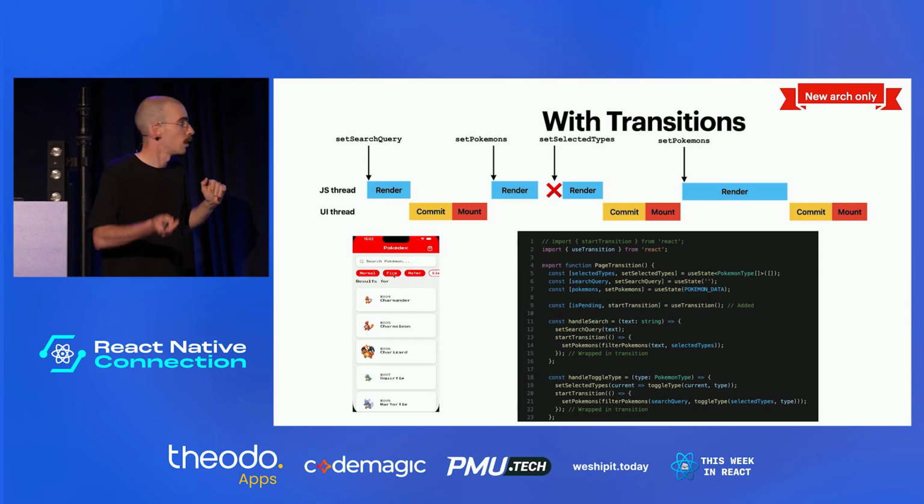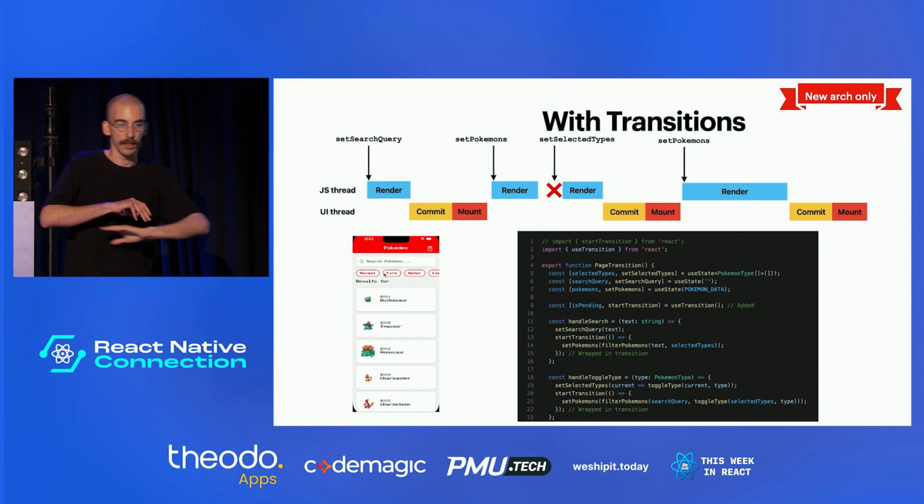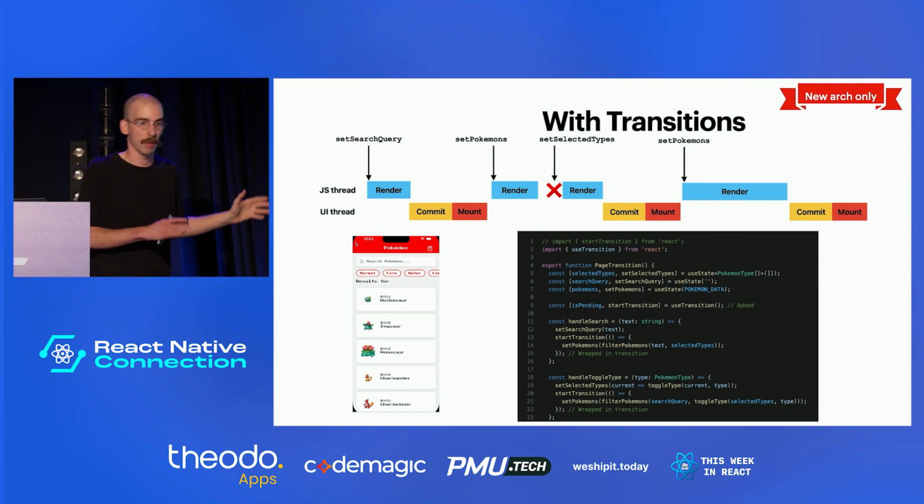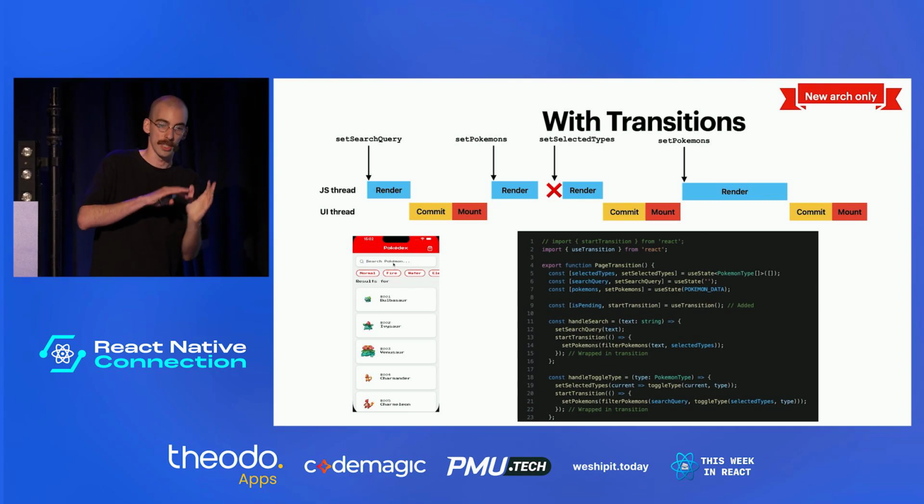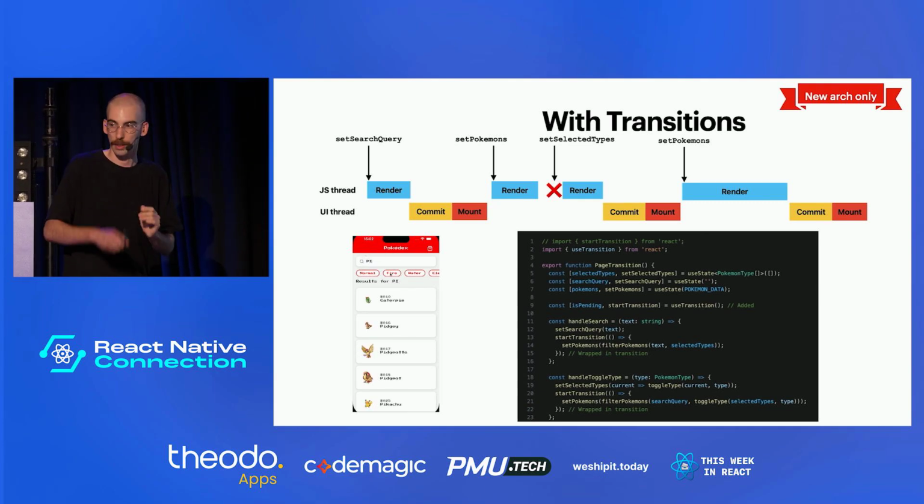And then when we have the new set Pokemons, React will know that actually it can totally forget about the first set Pokemon because we have a new state update for the same state, and just render this one instead.